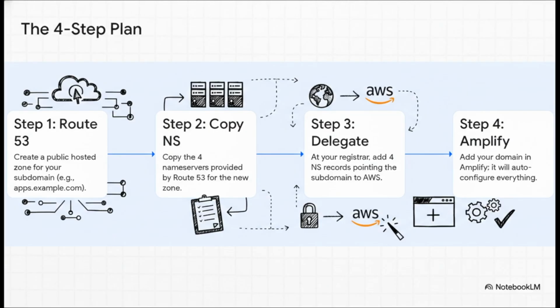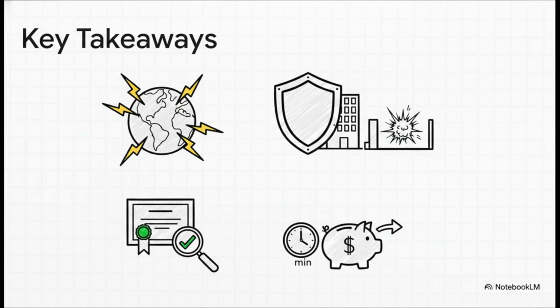First, inside Route 53, you create a public hosted zone for whatever subdomain you want to use. Second, Route 53 will give you 4 name servers. Just copy those. Third, you log into your registrar one last time, add 4 NS records for your subdomain, and paste in those name servers. And finally, this is the magic part, you go back to Amplify, add your domain, and it'll see the Route 53 setup and do everything else for you automatically. That's it. You're done.